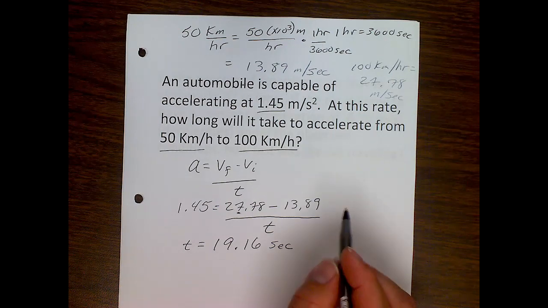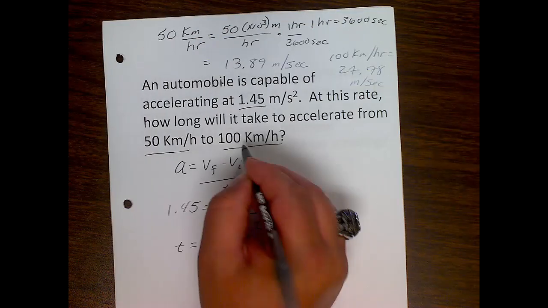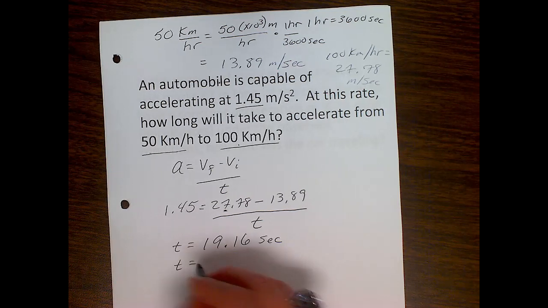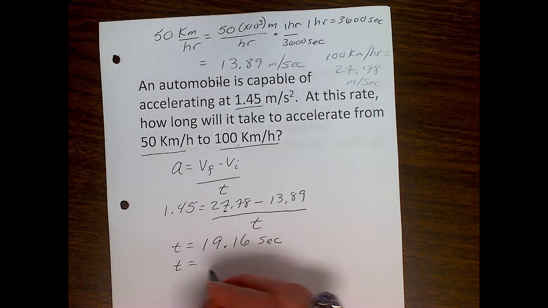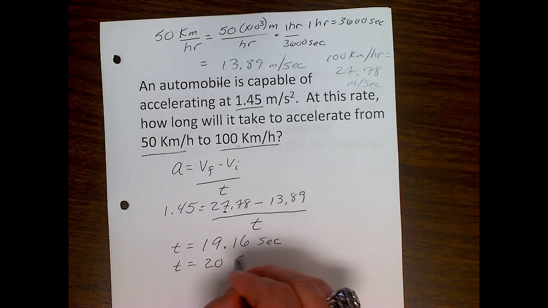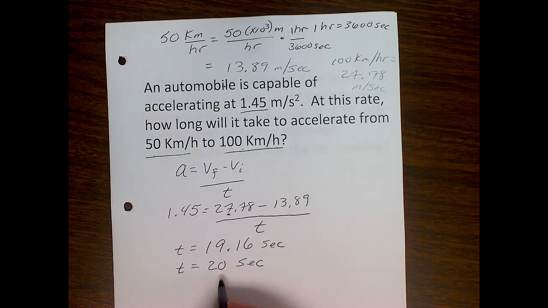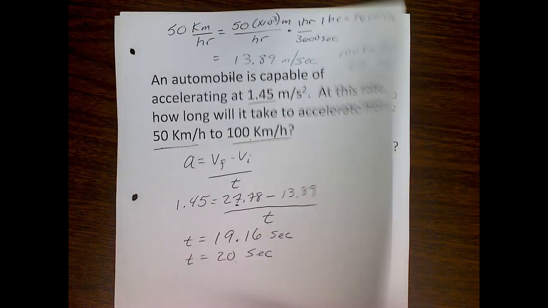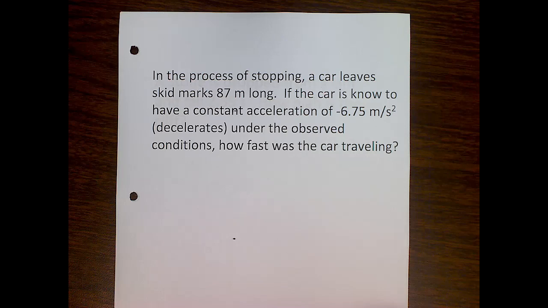Since that's 3 significant digits, but the way each of these is written is only 1 significant digit, that says my time is in fact 20 seconds. There's no decimal point here, there's no line over it, so I'm only showing 1 significant digit.